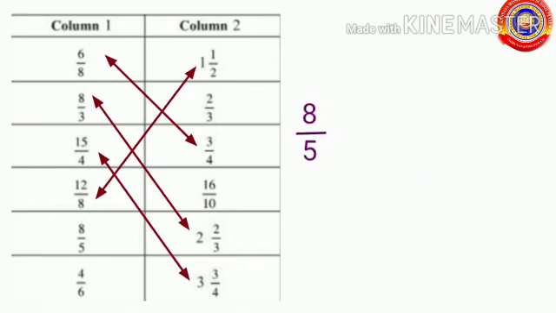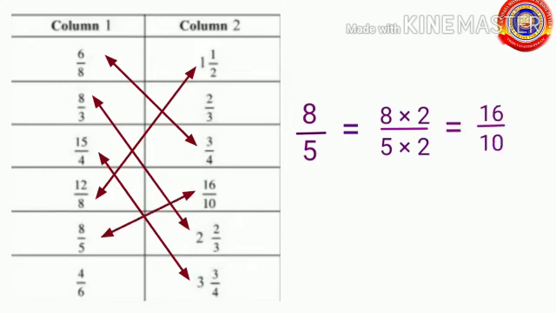The next question, 8 by 5. We have to find the equivalent fraction of 8 by 5. That is 8 into 2 by 5 into 2, which is equal to 16 by 10.